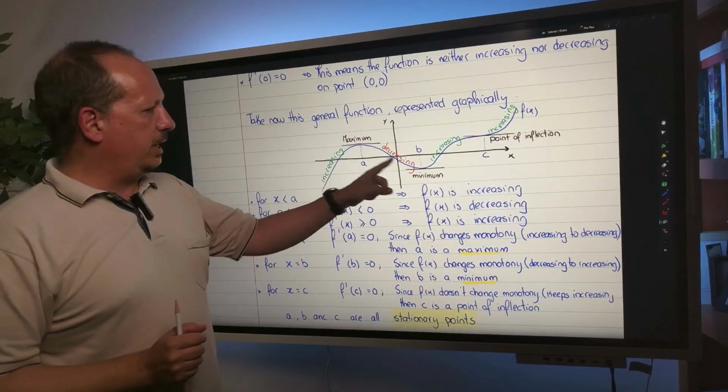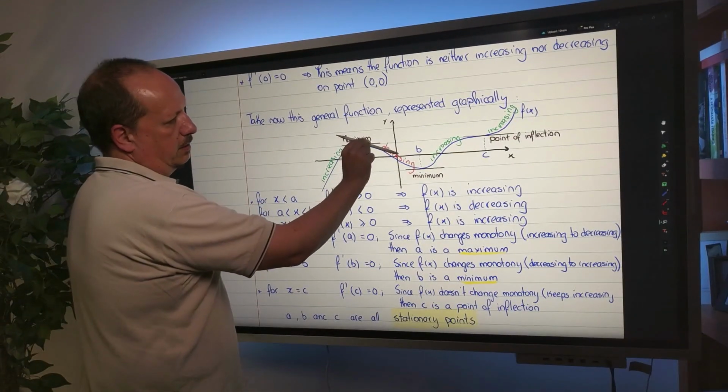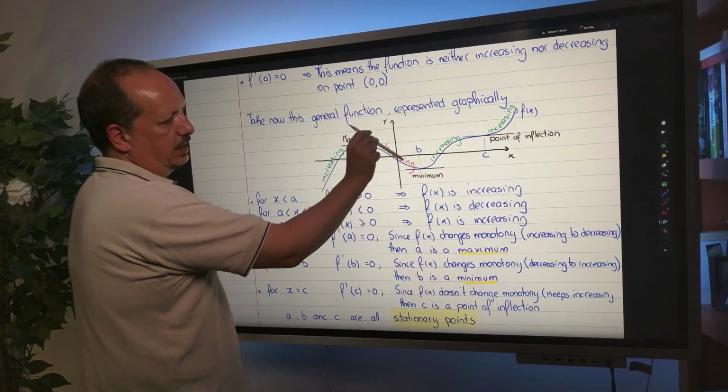What is happening between a and b? Look at the pen. It's negative, right? The inclination goes down.